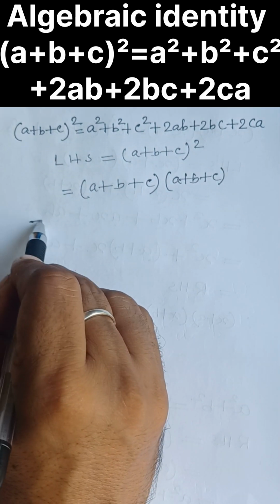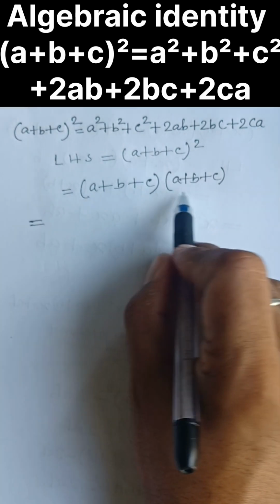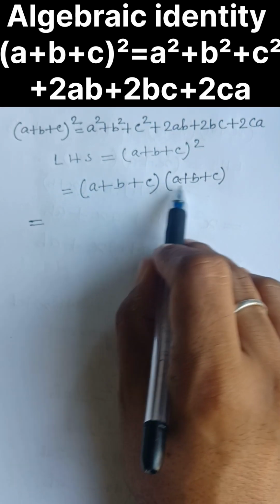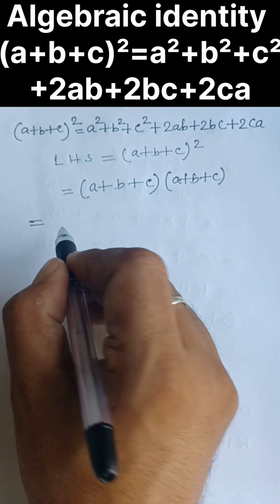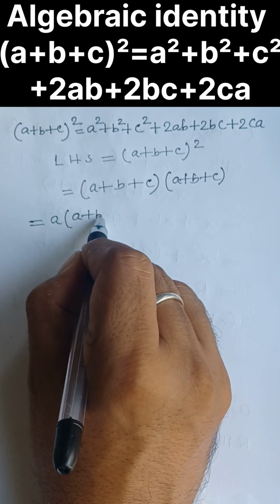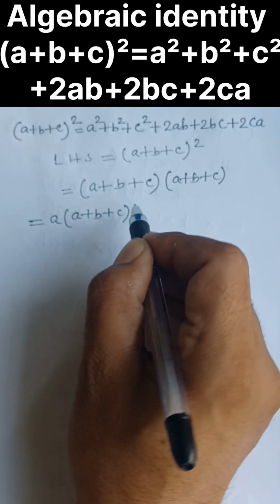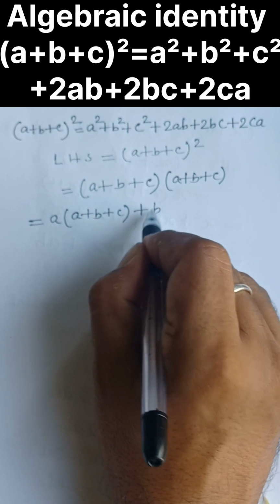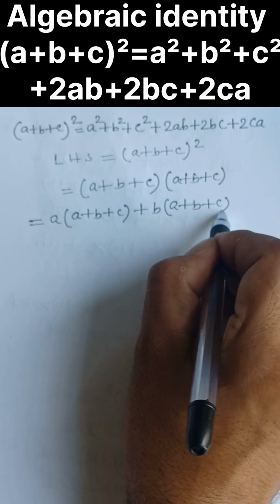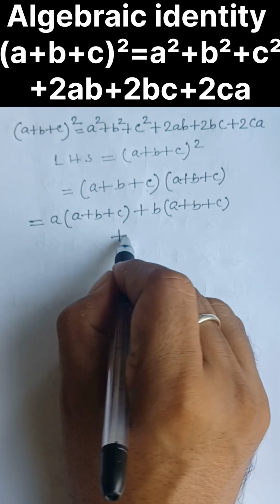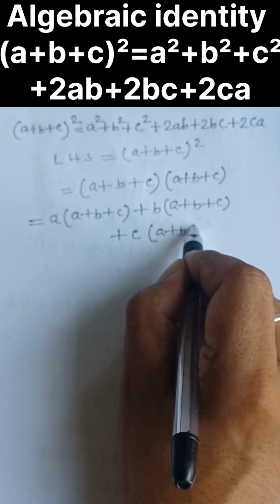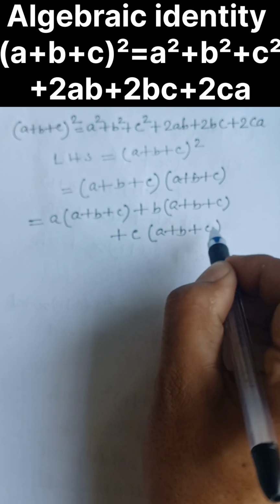Now I am going to apply the distribution property. a multiplied by these things, b multiplied by the same thing, and c multiplied by the same thing as well. So a multiplied by (a + b + c), plus b multiplied again by (a + b + c). Now last, c again multiplied by (a + b + c).